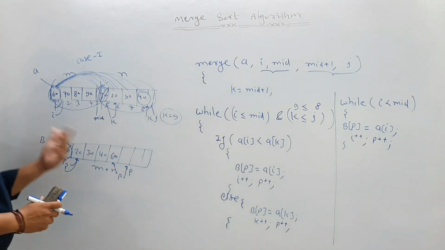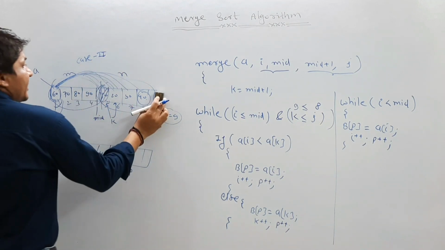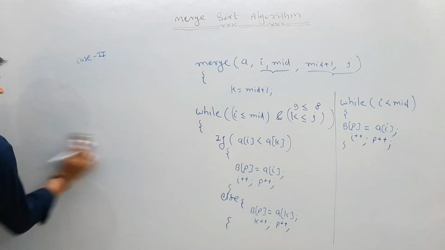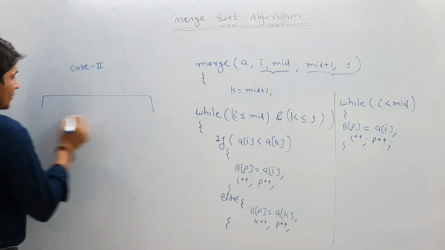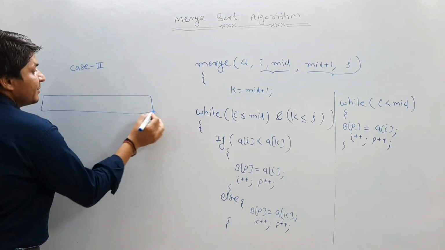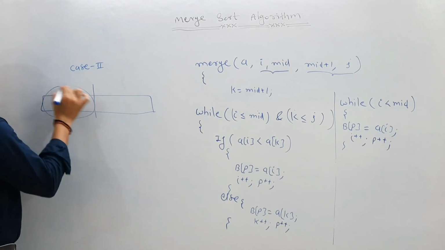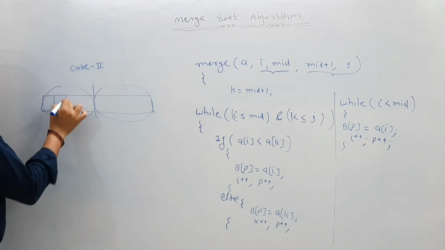Now what could be the another case? Case number 2. Let me discuss case number 2. What could be the another possibility? Let us assume we are having one array. Now in this array we are having 8 elements. So in this array we are having 2 sorted subarrays. This is the first sorted subarray, and this is the second sorted subarray. Now let's suppose in this array we are having 4 elements.